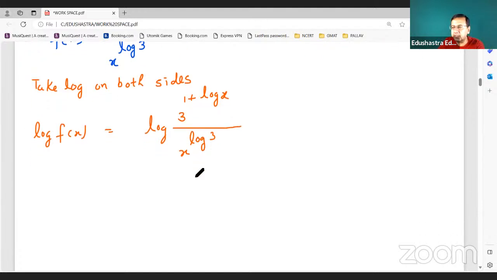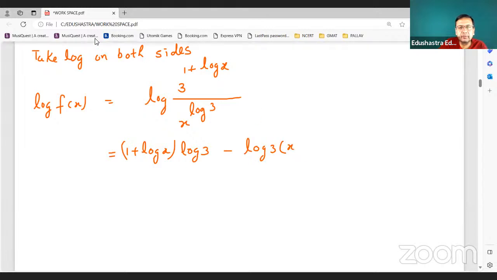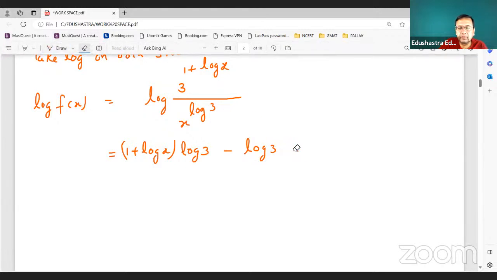So the next step is what? This is 1 plus log x times of log p minus log 3 times of log x, right? This one.